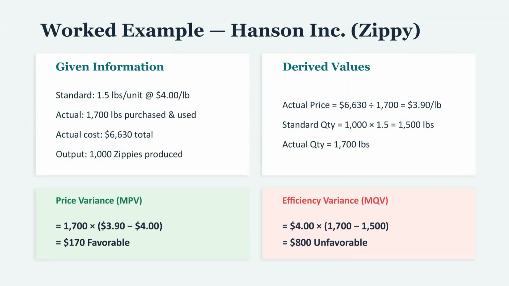Here's a Hansen Incorporated example for Zippies. With a standard of 1.5 pounds at $4.00 per unit, actual purchases were 1,700 pounds costing $6,630 for 1,000 units. That gives an actual price of $3.90 and a standard quantity of 1,500 pounds. The price variance is $170 favorable, and the efficiency variance is $800 unfavorable.